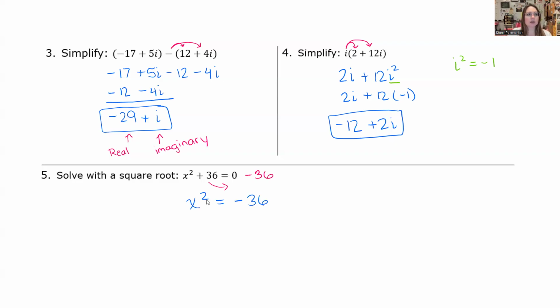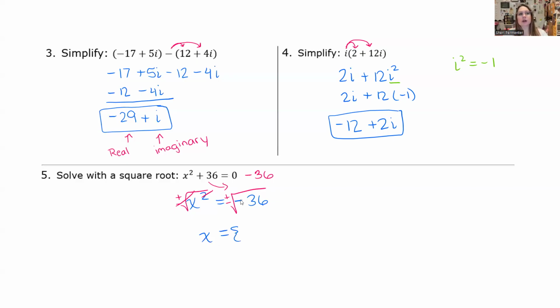How do I undo something squared? Square root. So I'm going to square root both sides. Plus and minus the square root on this side will cancel out that square, and plus and minus square root on this side. So now on the left, I'm left with just x equals.